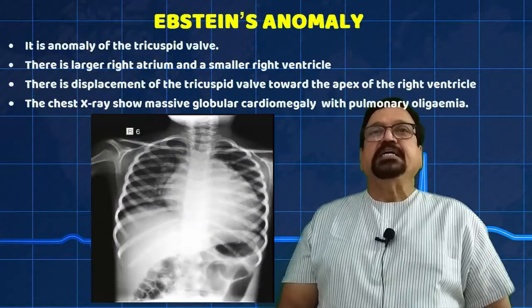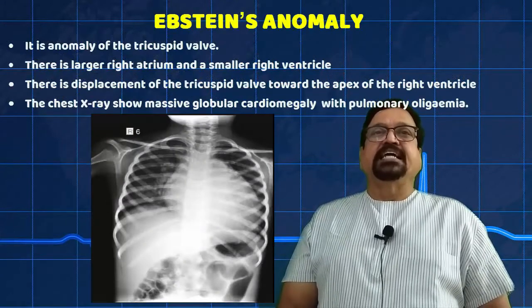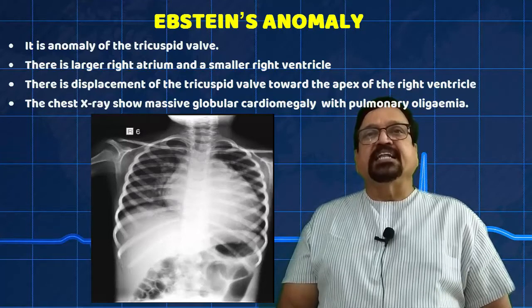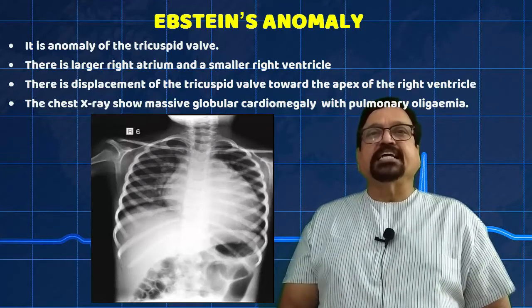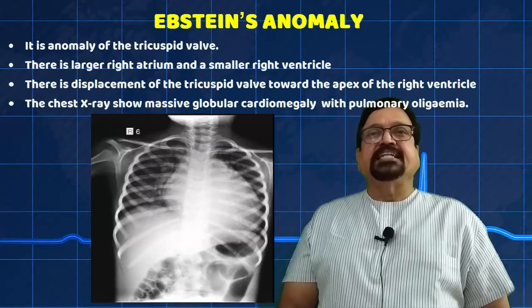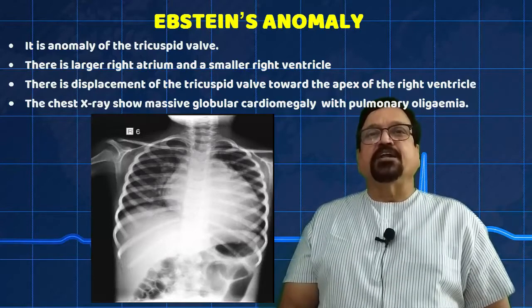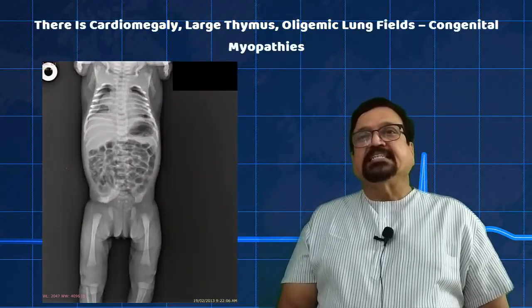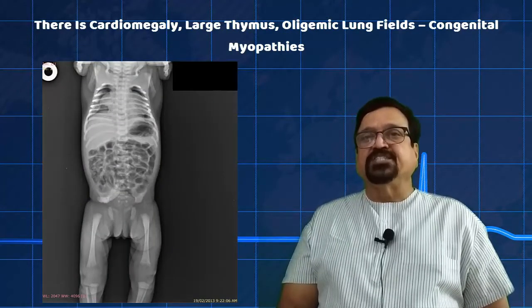Now this is Ebstein anomaly. It is an anomaly of the tricuspid valve. There is a large right atrium and small right ventricle. There is displacement of the tricuspid valve towards the apex, and the chest X-ray shows massive globular cardiomegaly with pulmonary oligemia. Now there is cardiomegaly, a large thymus and oligemic lung fields.